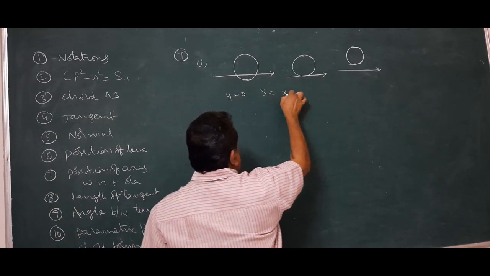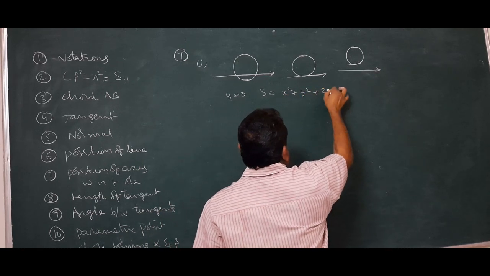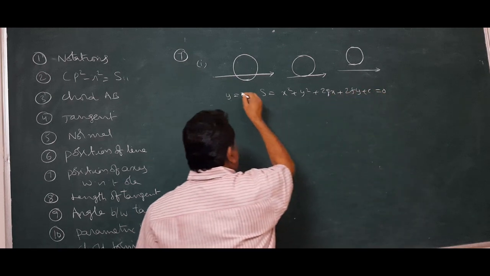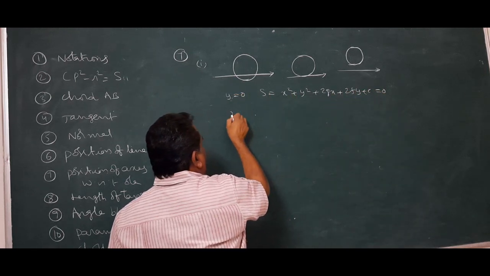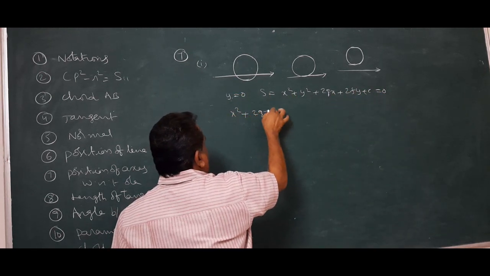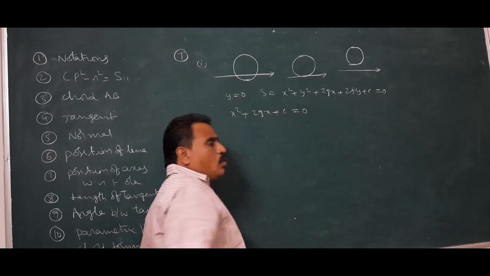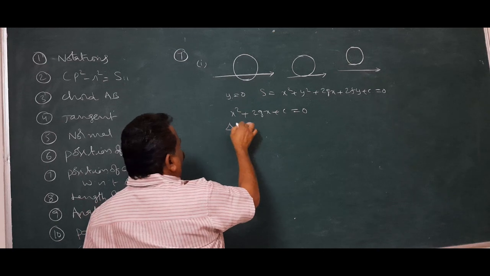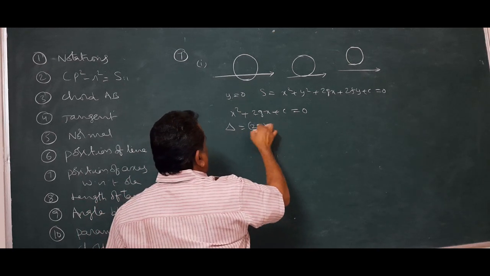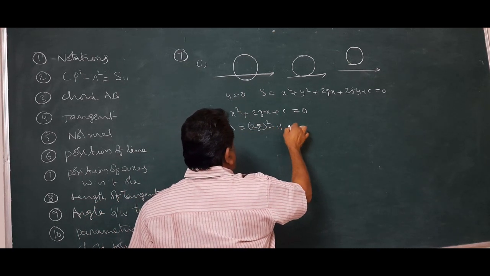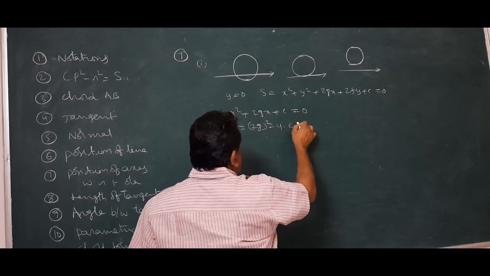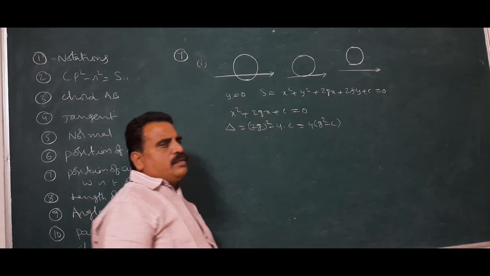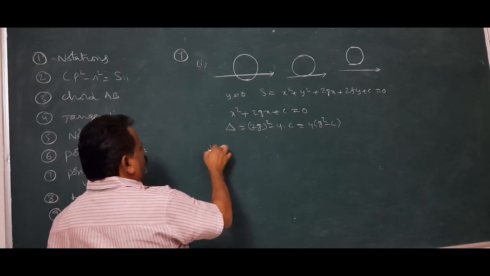S is x square plus y square plus 2gx plus 2fy plus c equal to 0. Substitute this line in that circle, we get x square plus 2gx plus c equal to 0. It is a quadratic equation in x. Discriminant delta equal to b square minus 4ac, that is 4 into g square minus c.